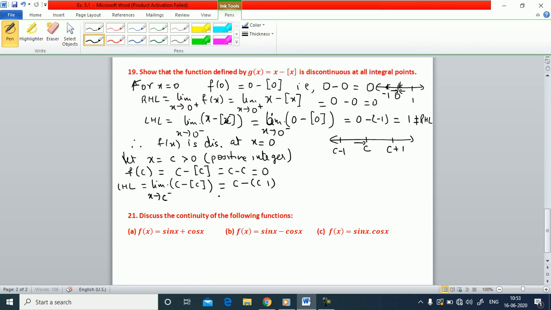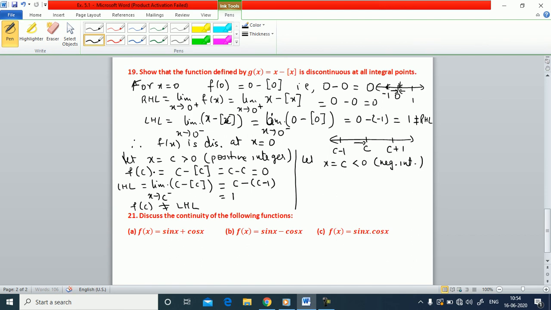So when we solve this part, it comes out to be c minus (c minus 1). Now you open the bracket and check. c and c will get cancelled out and we get 1. So what do you see? The value of the function at c is not equal to the left hand limit. So you can easily check here that for any positive integral value also we have shown that it is not continuous. If you want to take some negative integer, suppose x equal c, which is less than 0, so a negative integer we are taking.